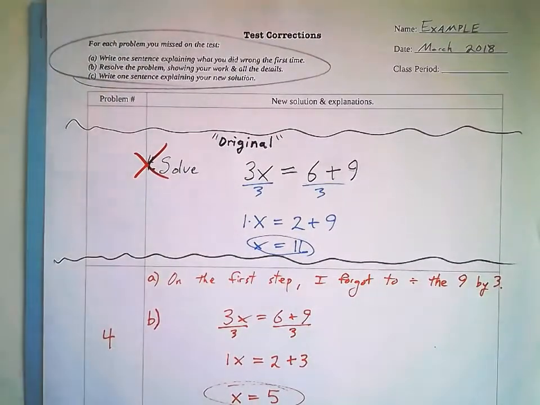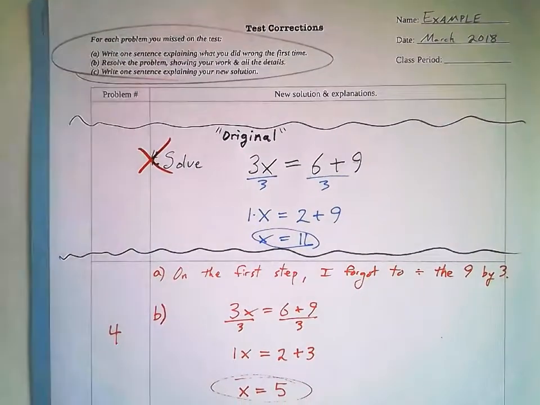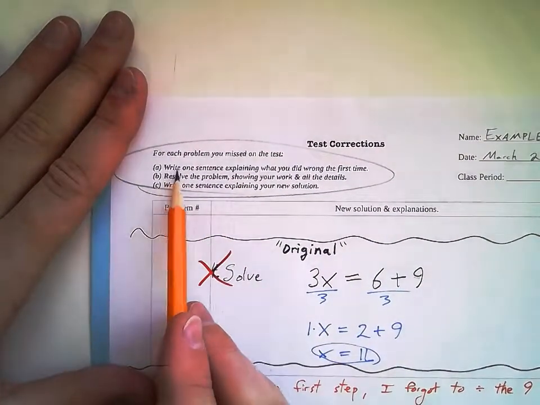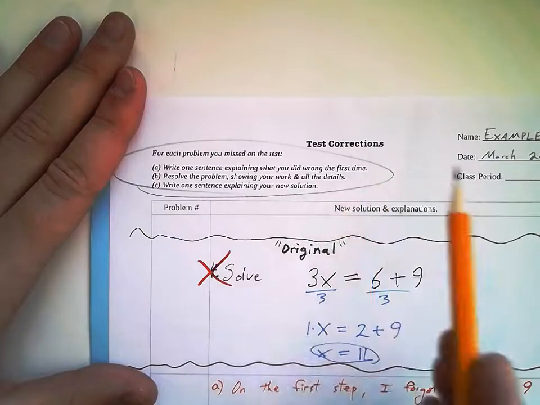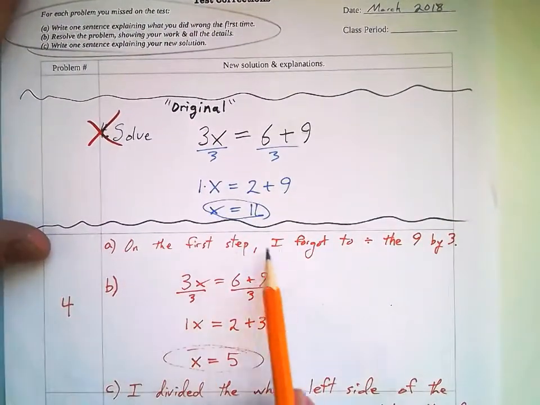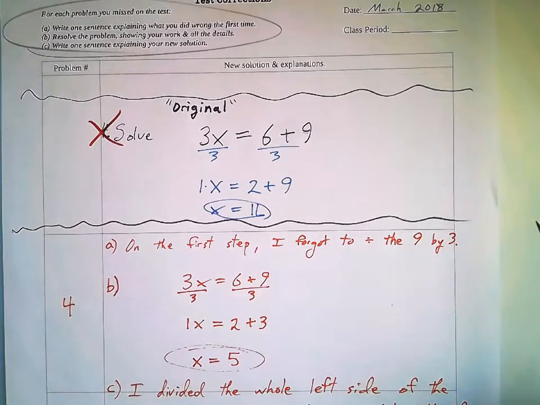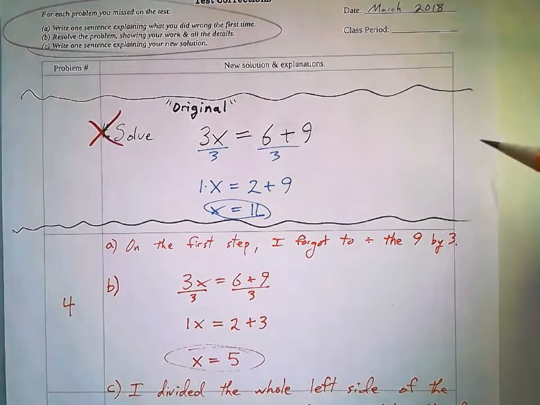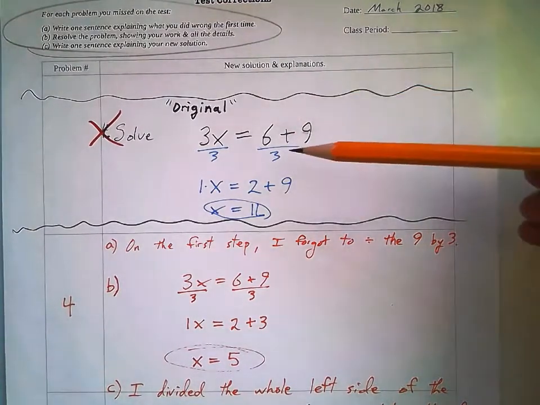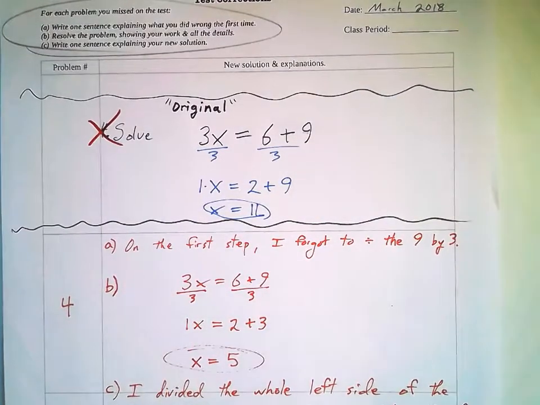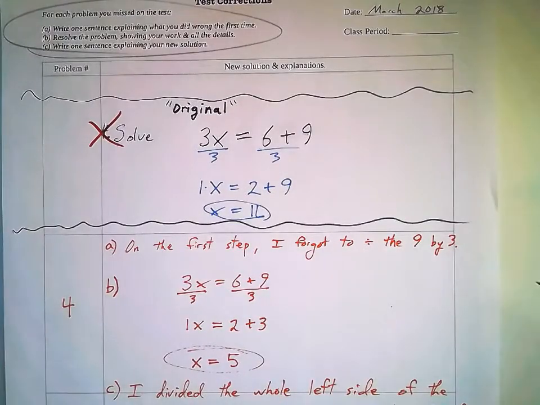Now I'm going to do corrections on this white paper. I've got to do all these steps. First, write a sentence explaining what I did wrong the first time. On the first step, I forgot to divide the 9 by 3. If you didn't even try on the question because you totally forgot it, just write that: I forgot how to do it and didn't answer the question. That could be your answer for part A.